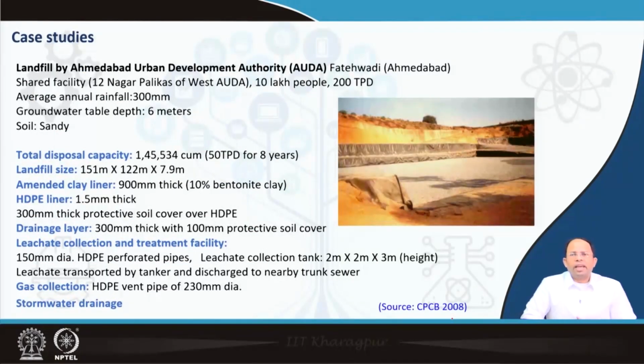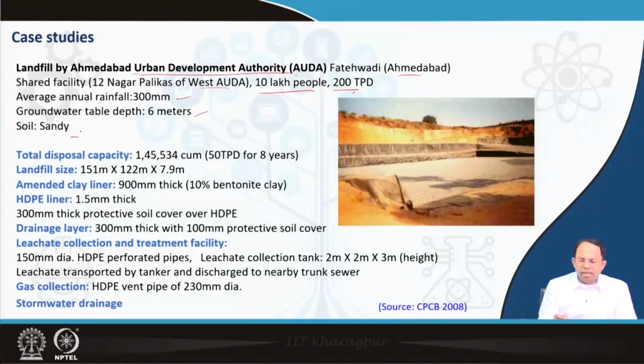Now coming to 2 case studies, we will first discuss this landfill by the Ahmedabad Urban Development Authority at Fatehwadi in Ahmedabad. It is a shared facility of 12 Nagar Palikas of West Ahmedabad Urban Development Authority. It serves 10 lakh people every day. Around 200 tons of waste comes to this landfill site. The annual rainfall of the site is 300 mm, groundwater table depth is 6 meter, and the soil is sandy.